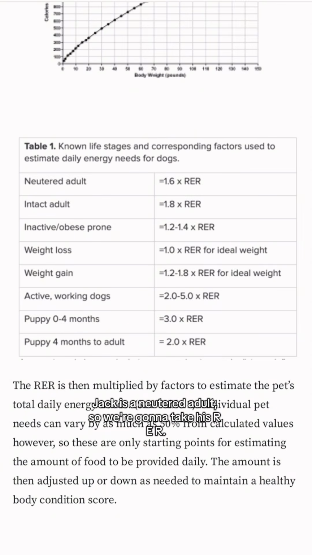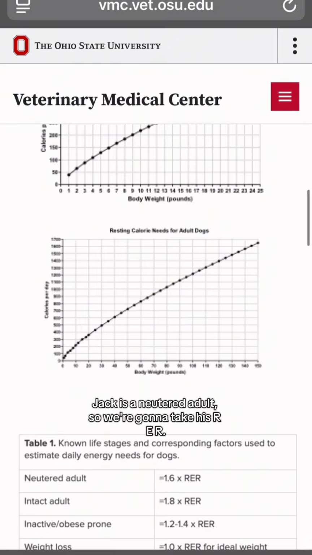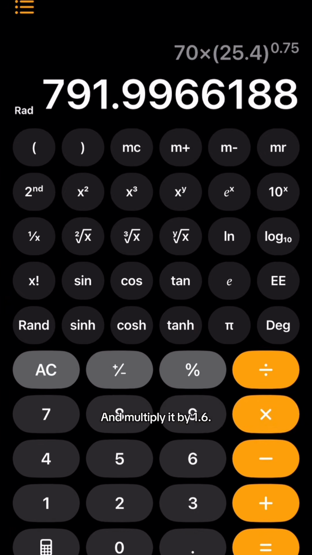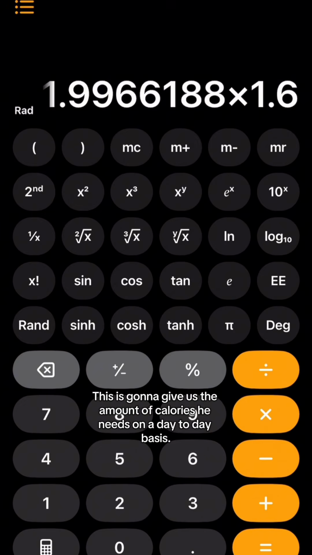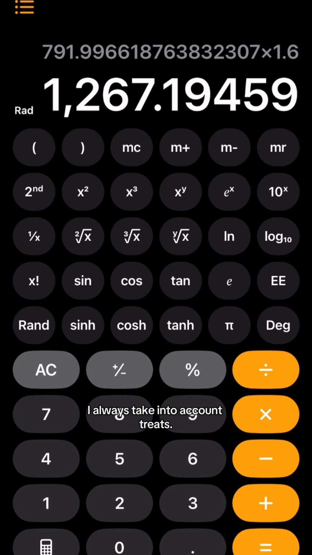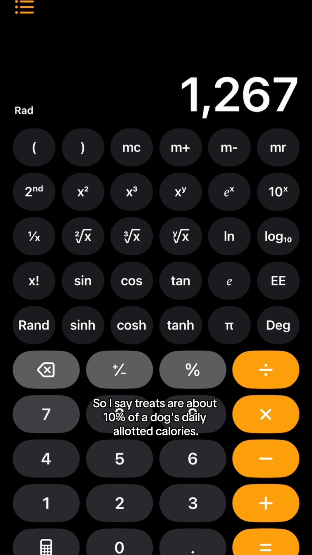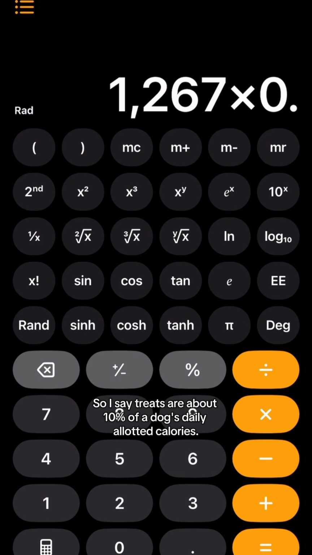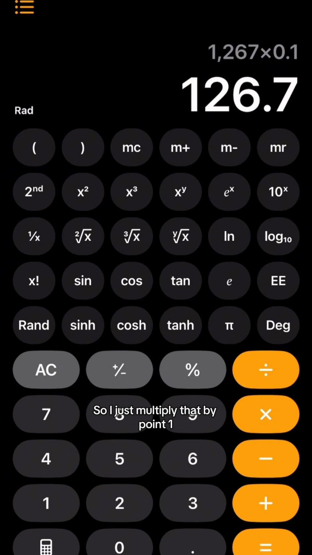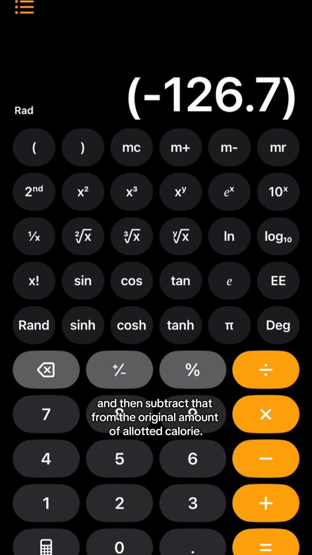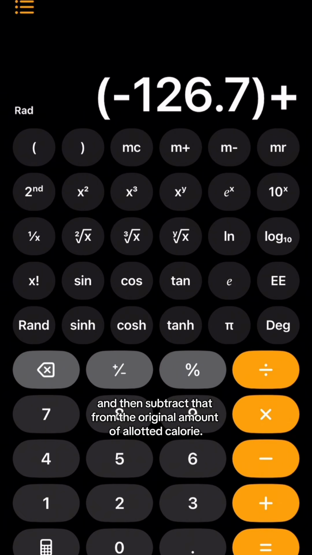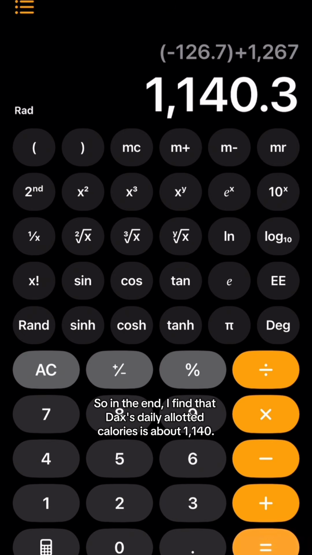Dak is a neutered adult, so we're gonna take his RER and multiply it by 1.6. This is gonna give us the amount of calories he needs on a day-to-day basis. I always take into account treats, so I say treats are about 10% of a dog's daily allotted calories, so I just multiply that by 0.1 and then subtract that from the original amount of allotted calories. So in the end, I find that Dak's daily allotted calories is about 1,140.